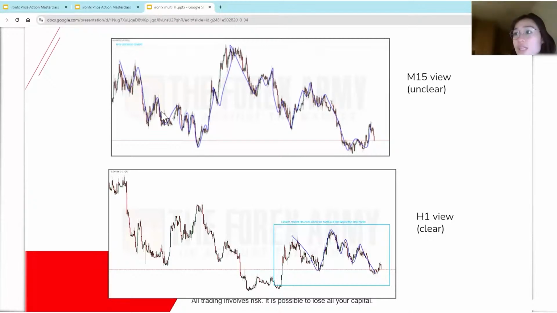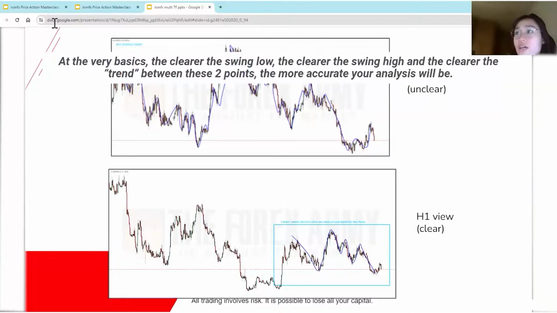Okay, so the thing to learn here is that at the very basics, the clearer the swing low and the clearer the swing high, the clearer the trend between these 2 points, the more accurate your analysis will be. So it doesn't really matter which time frame you use because that's very dependent on your own lifestyle and your own trading methods. But as long as you make sure that your market structure is clear, that's fine.